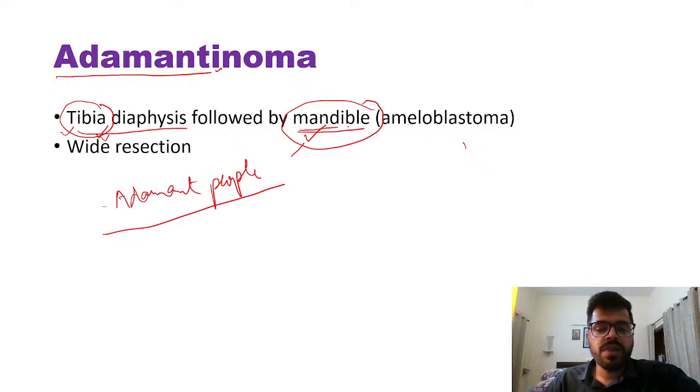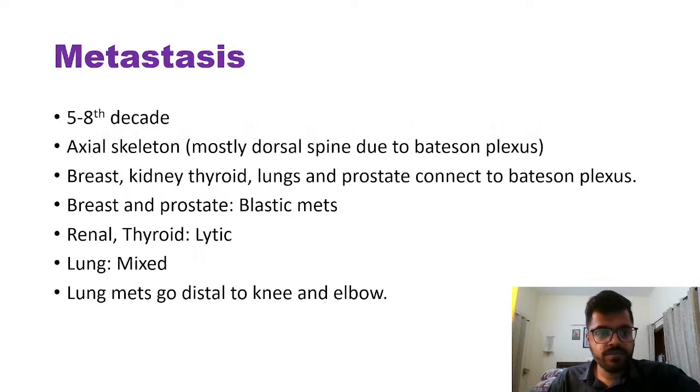When it occurs in the mandible, it is called ameloblastoma. Ameloblastoma treatment is wide resection. Then metastasis, which is the most common tumor. Metastasis occurs in the 5th to 8th decade.